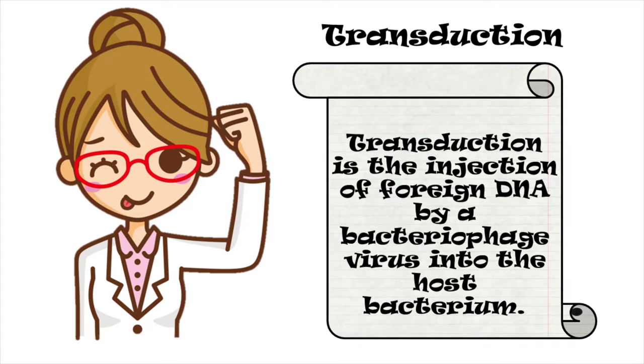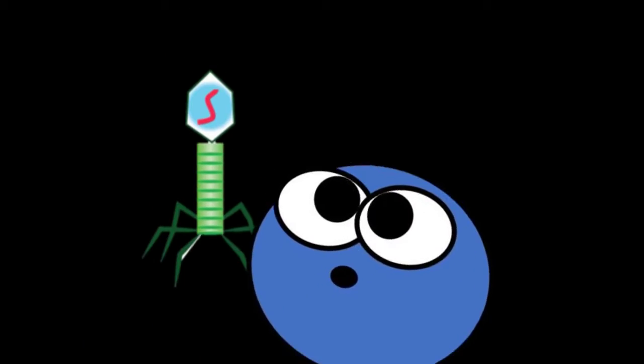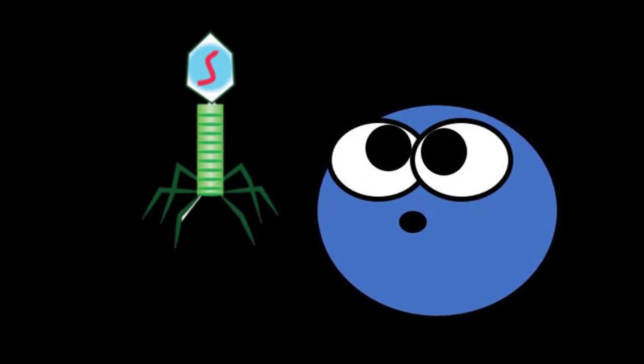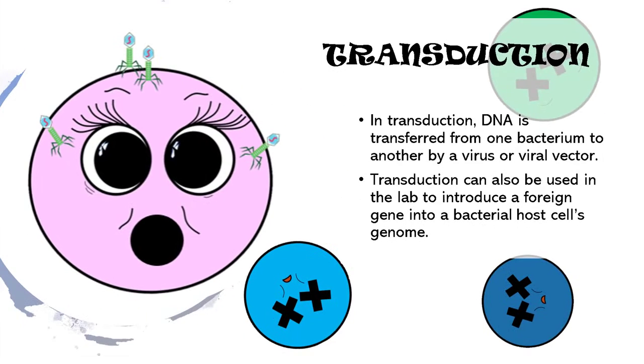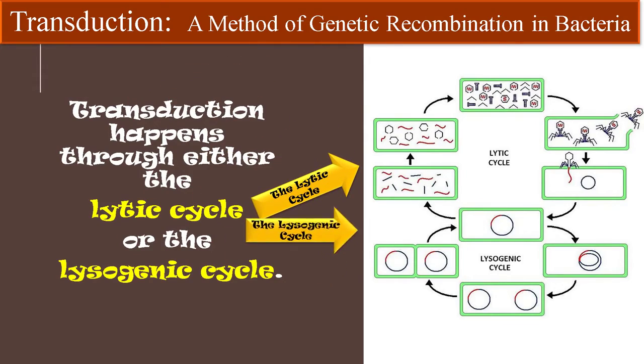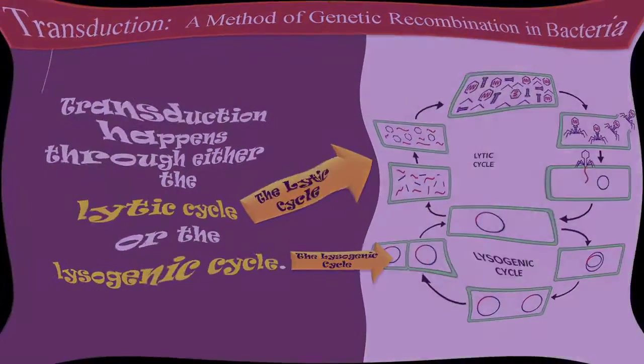Transduction is the injection of foreign DNA by a bacteriophage virus into a host bacterium. Bacteriophages can accidentally transfer genetic material from one bacterium to another. In transduction, DNA is transferred from one bacterium to another by a virus or viral vector. Transduction can also be used in the lab to introduce a foreign gene into a bacterial host cell's genome. Transduction happens through either the lytic cycle or the lysogenic cycle.